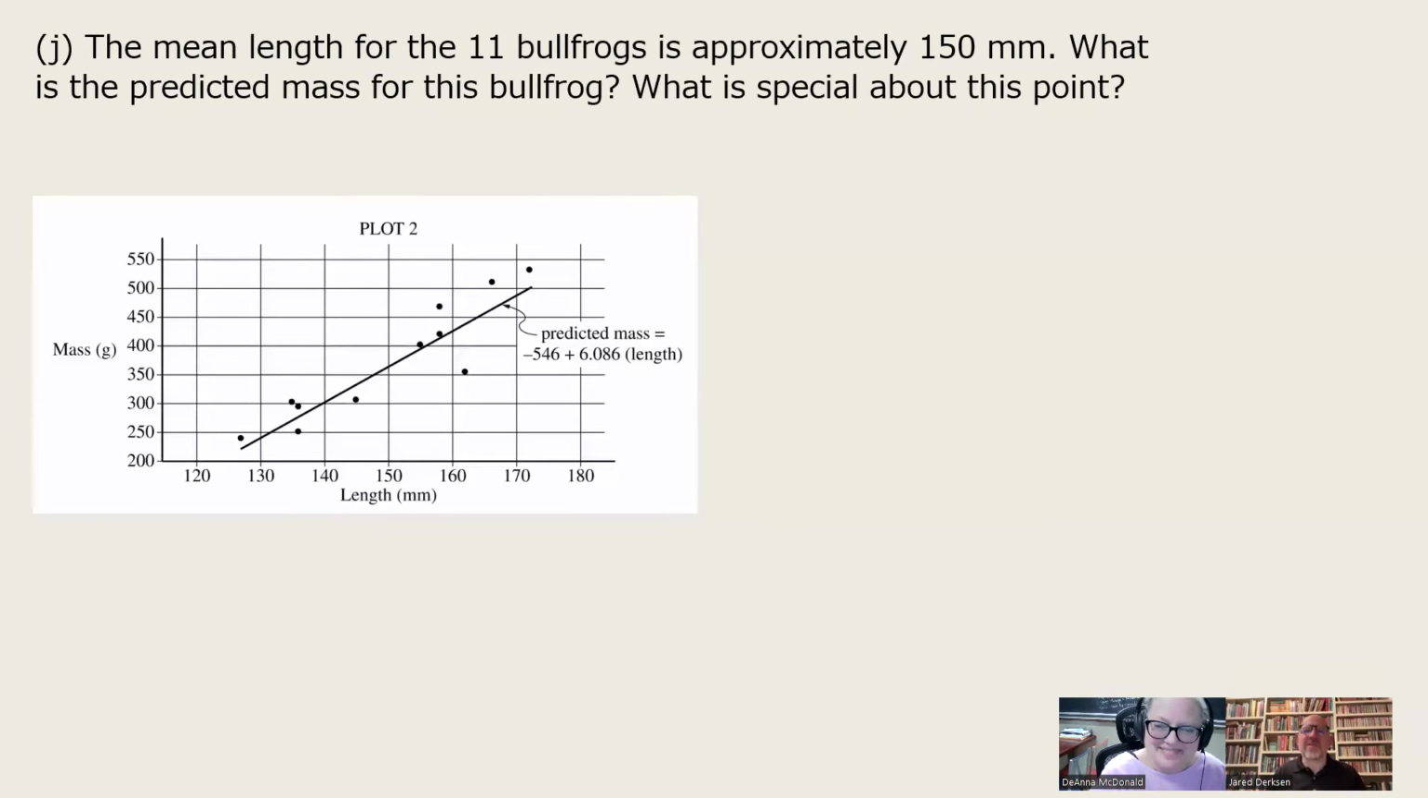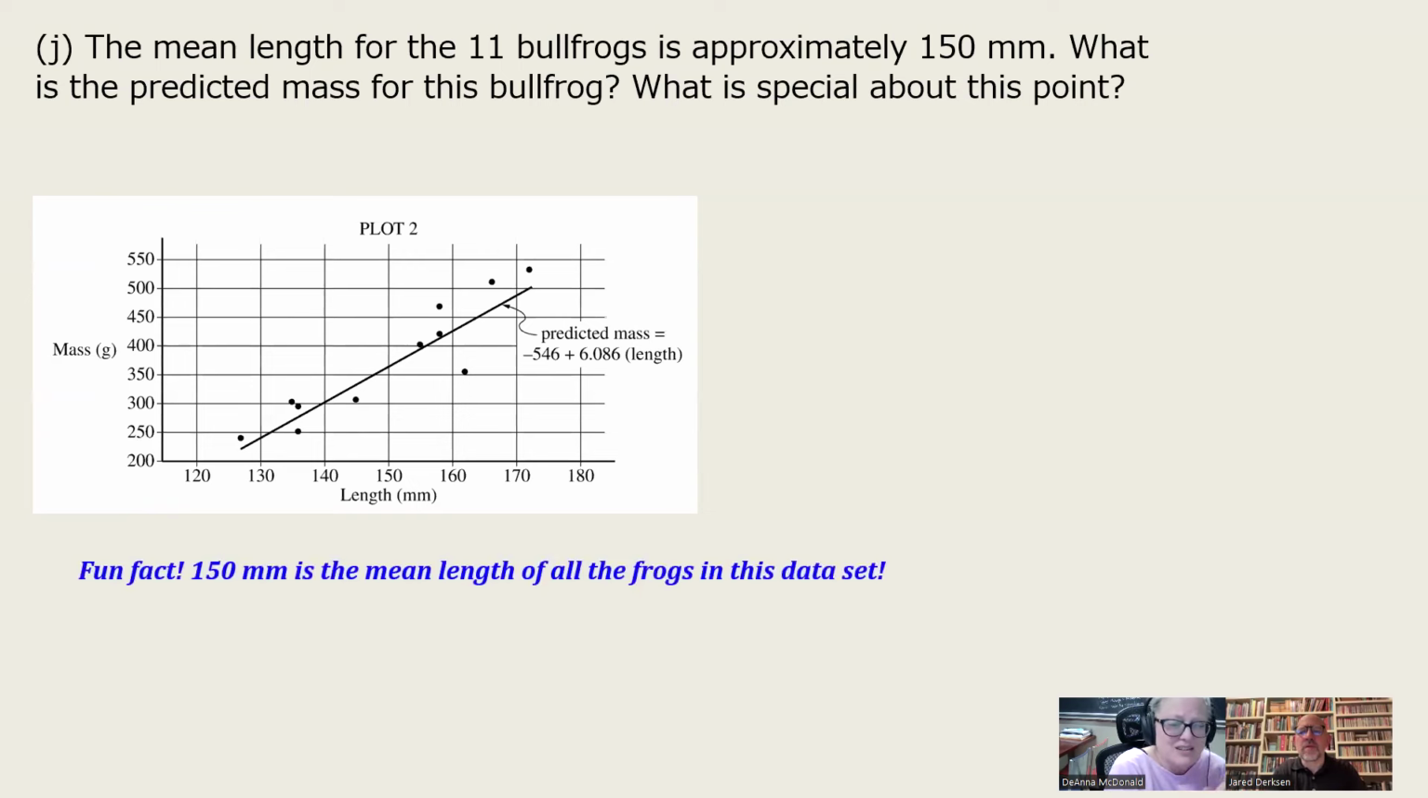All right. Regression. So we have 11 bullfrogs. The mean length for the 11 bullfrogs is approximately 150 millimeters. What is the predicted mass for this bullfrog at 150 millimeters? So we've got a bullfrog. It's exactly at the mean. It's exactly 150 millimeters. And what's special about this point?